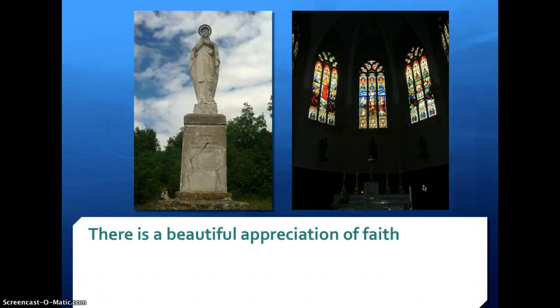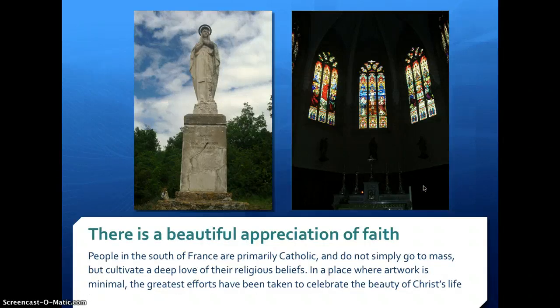All right, here's one final reason. There is a beautiful appreciation of faith. In this small village that I went to visit, up on the hill is a statue of the Mother Mary, and this is the inside of that cathedral you just saw. Or it's not even a cathedral, it's like a chapel. But they put so much beauty into it.